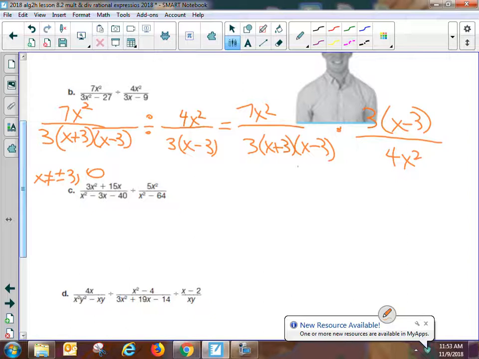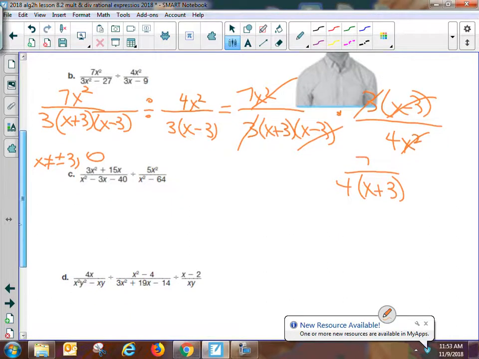Okay, so I'm going to cancel out my x minus 3's also. And my 3, x squareds. Is that it? So you're left with a 7 in the numerator, 4 times quantity x plus 3 in the denominator. If it makes you happy, you can distribute it, but you absolutely do not have to. Good job. Question on that, anybody? Anyone? No? Okay. We're going to leap down to D.